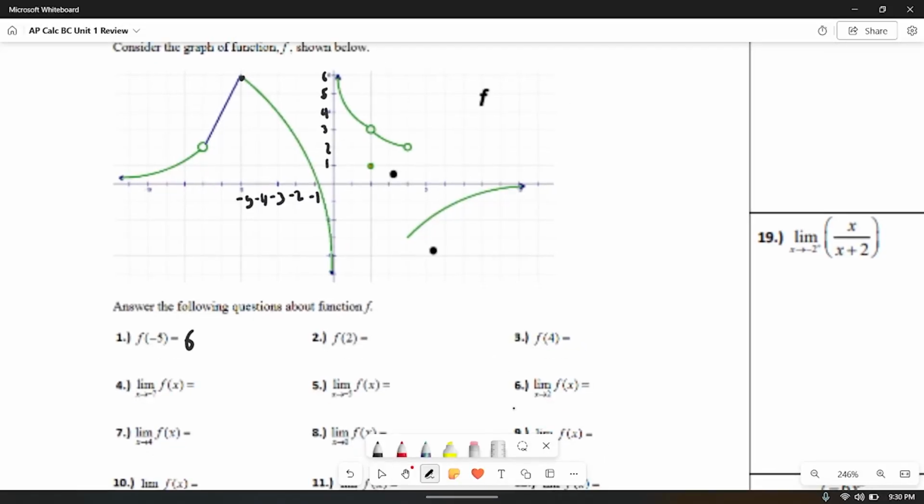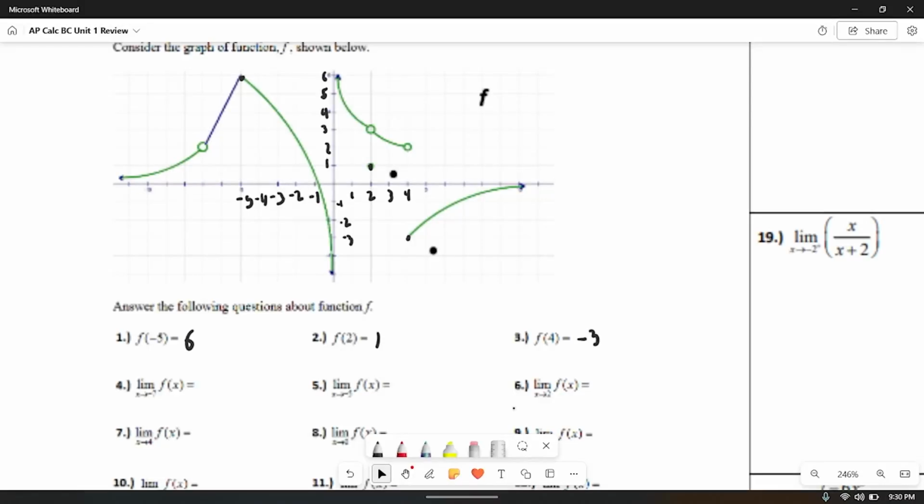Then we have f of 2, 1, 2. We use the filled in dot right here, not the hole, when we're evaluating functions. So this is going to be 1. f of 4 is going to be 3 and then 4. And we can see there's a point right here. This is negative 1, negative 2, negative 3. So this answer is negative 3.